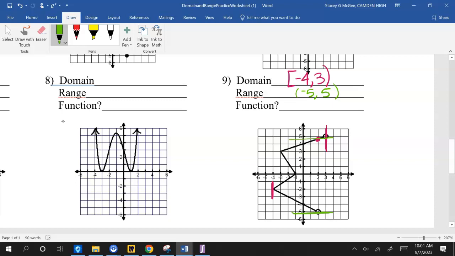Now, this one is not. Why, Tyler? If I drop a vertical line, look, I could drop a vertical line here and intersect 1, 2, 3, 4. That one x value there has 4 different y values that go with it. And that, no bueno. What else?